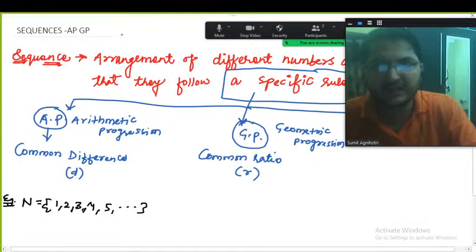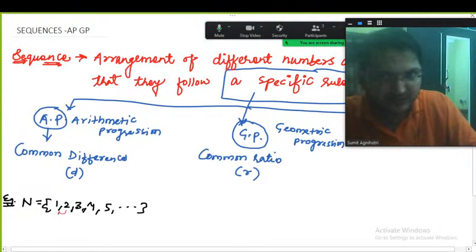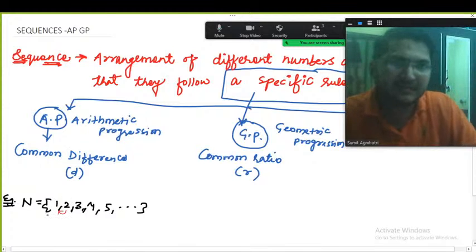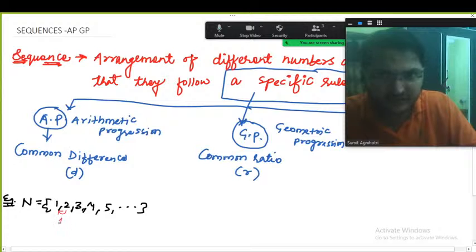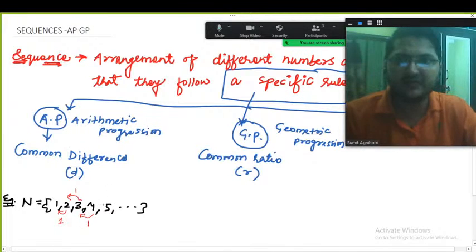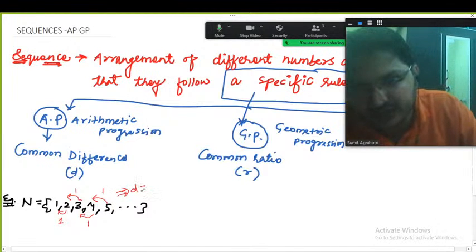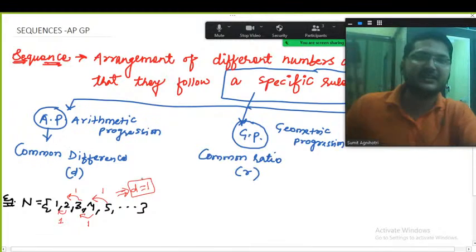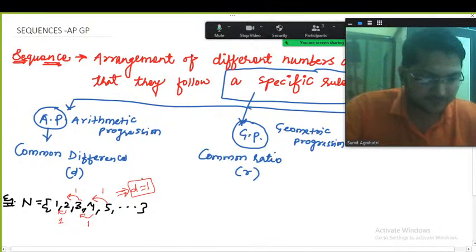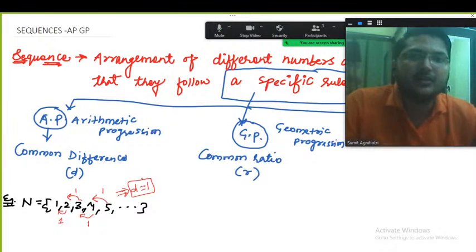Yeah, if you figure out the common difference, you will find that if you subtract the previous value from the next one, you get 2 minus 1, which is 1. Similarly, 3 minus 2 gives 1, 4 minus 3 gives 1, and 5 minus 4 gives 1. This 1 is the common difference. And as the common difference is the same, you will call it AP with common difference 1 and first term 1.